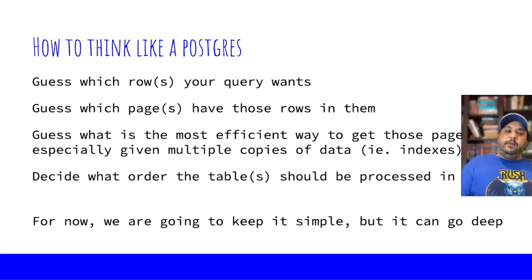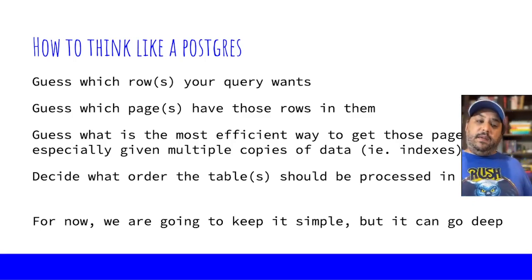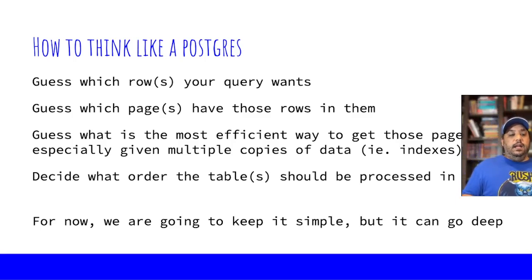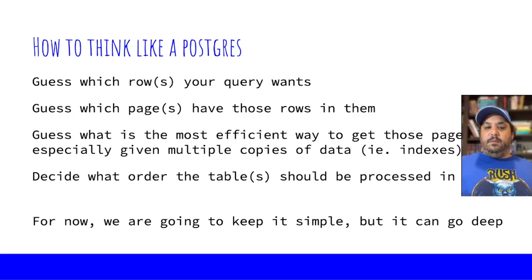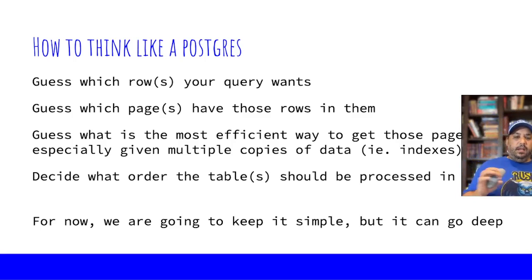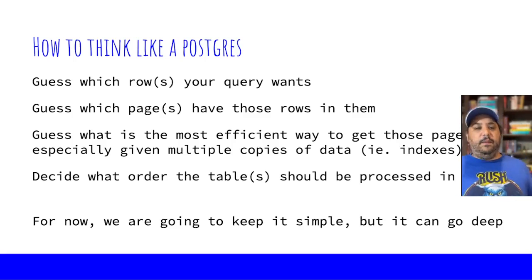You have to think about what's the most efficient way to get those pages, especially given those multiple copies of the data: a copy in the index, a copy in the table. You also have to figure out, if you have more than one table, what order those tables should be processed in. Sometimes it may be faster to look at one table versus the second one. That's important to consider. And all these are factors. We're going to keep it simple for now.